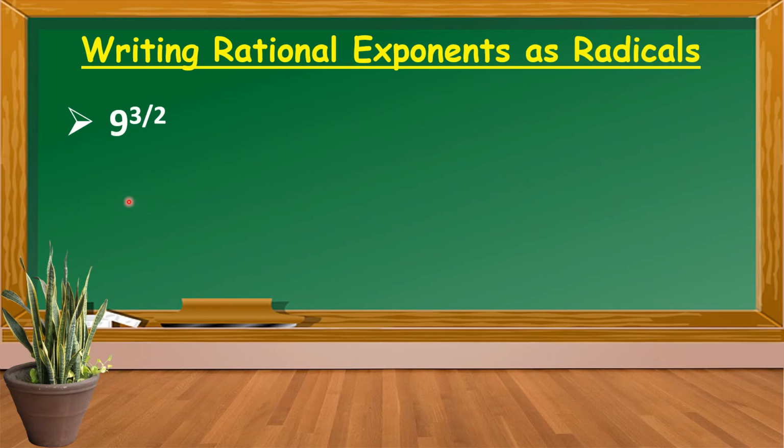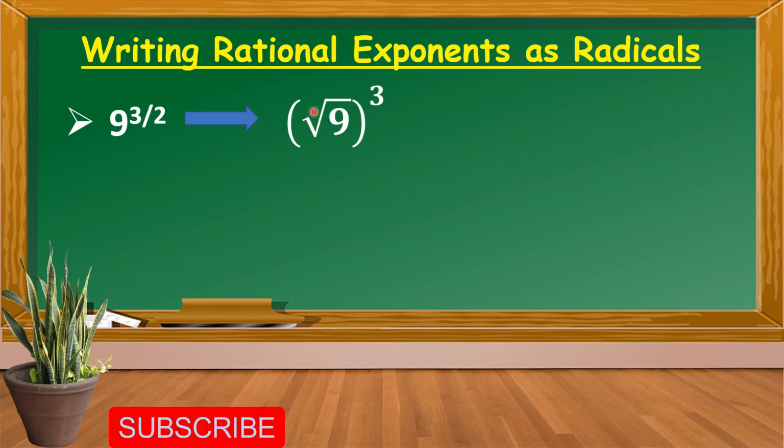Another example. 9 raised to the power of 3 halves. Our base is 9. Our exponent is 3/2 or 3 halves. How are we going to make this into radical? That would be the square root of 9 raised to the power of 3. Pag walang number dito, walang nakasulat na index, it means that the index is 2. And we copy the exponent 3.